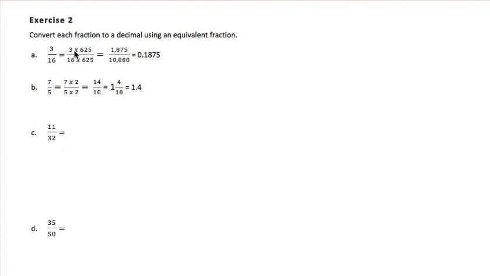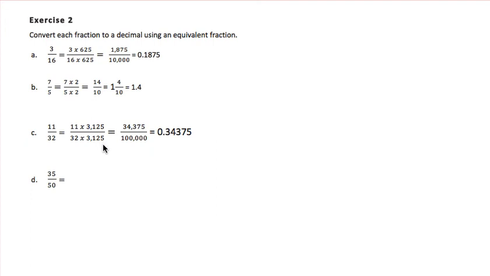11/32 will be very similar to what we did with 3/16. But now instead of multiplying by 625, we would multiply by twice that amount, since 32 is 2 times 16. So our factor then will be 1,250. Correction on that, because 32 does not go into 10,000. We would need to go a little further to 100,000. And 32 goes into 100,000 3,125 times.